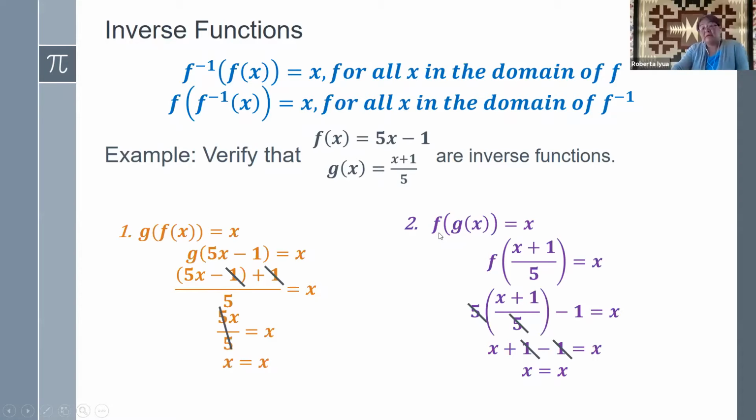In this second part, we're going to do f of g of x equals x. So here we put g into f of x, so x minus 1 over 5 goes in for x. So 5 times x minus 1 over 5, plus 1, equals x. The 5s cancel, so you get x minus 1 plus 1. The 1s cancel each other out, and we get x. So these are just saying that both of these functions are inverses of one another.